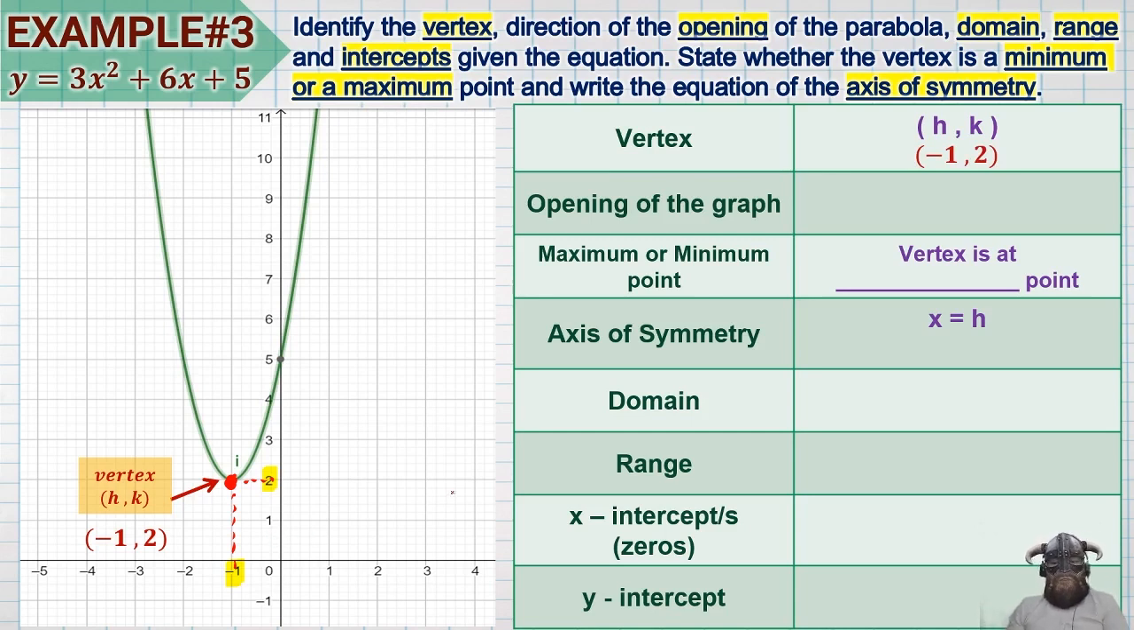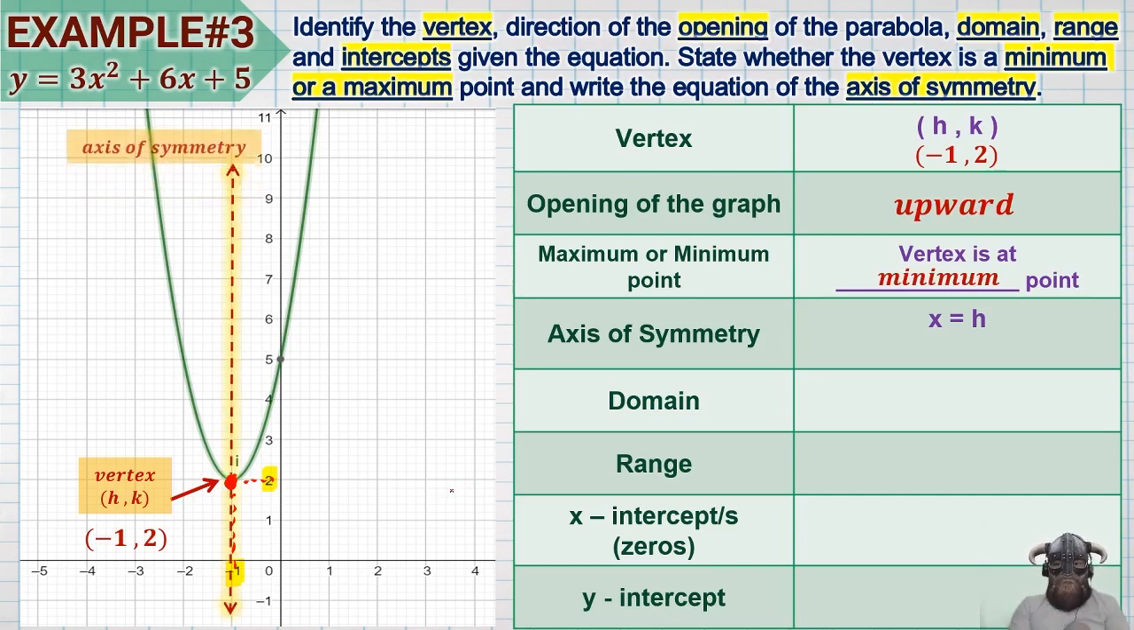So, our hk or vertex is -1, +2. Opening of the graph, it will always open upward, as you can see. Yan, upward din siya. Now, since it is opening upward, is it on the maximum or on the minimum? The vertex is at the minimum point. Yan, kasi nasa pinakamababa ang point siya. Next, axis of symmetry. Draw a line that divides the parabola into two equal parts. Now, then follow the idea of x is equal to h, wherein h is the x value of your vertex, -1. So, we define that axis of symmetry as x is equal to -1.